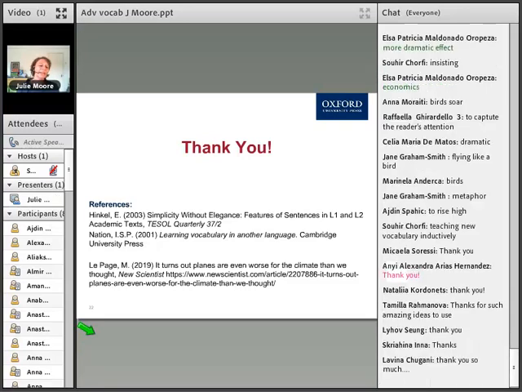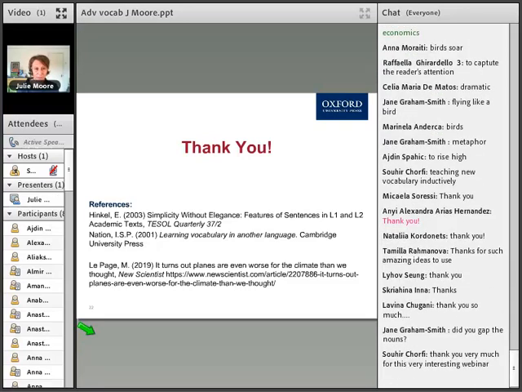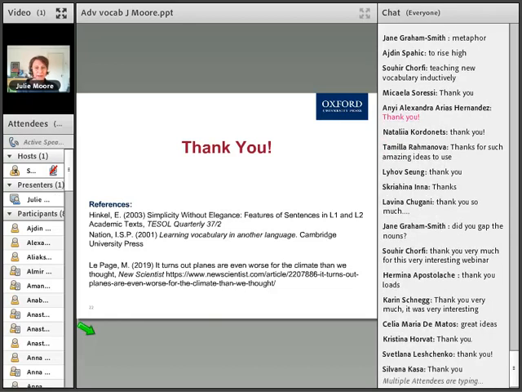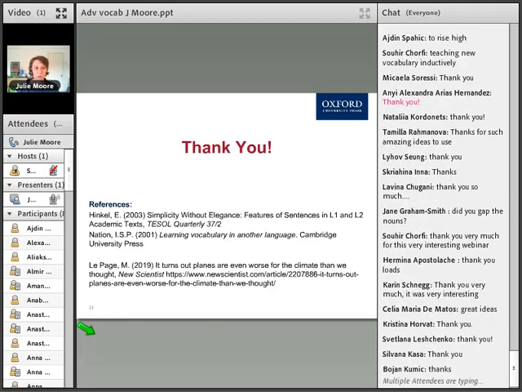And finally, don't just teach lists of words. Try and teach your students about vocabulary. Help them to understand how English vocabulary works. And that's where I'm going to stop.